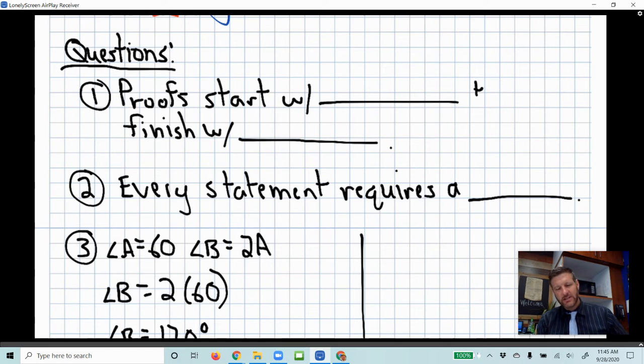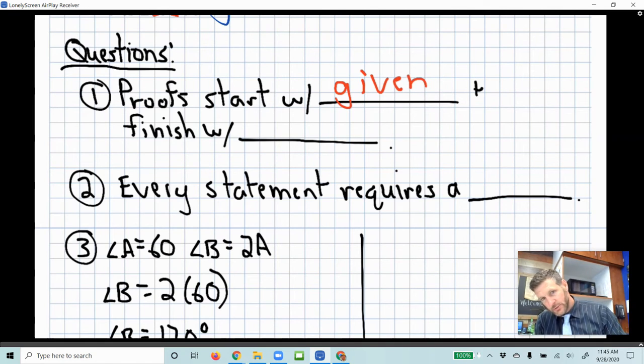Okay, because it's kind of just a tip that every proof is going to start with the same thing, and every proof is going to end with the same thing. And that is, you're always going to start with the given. When you start a proof, you're going to see, as you start to work on them, that they always give you something to start with.